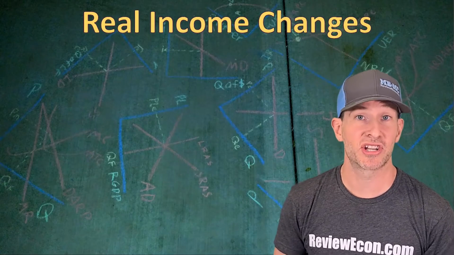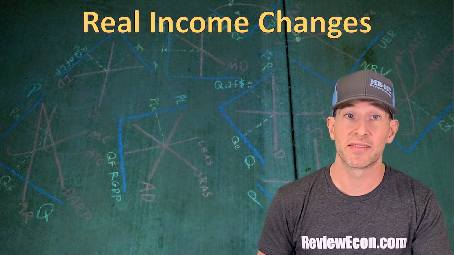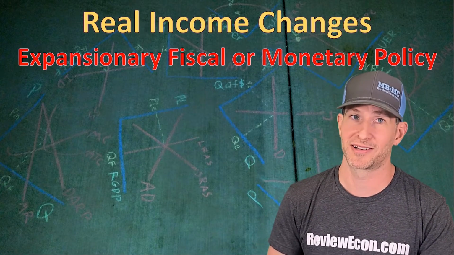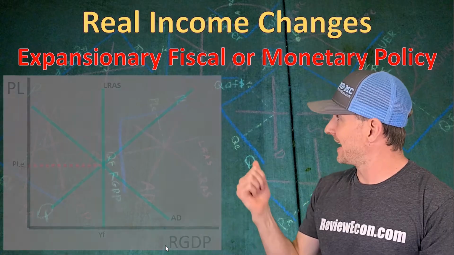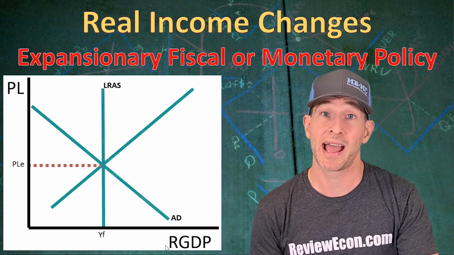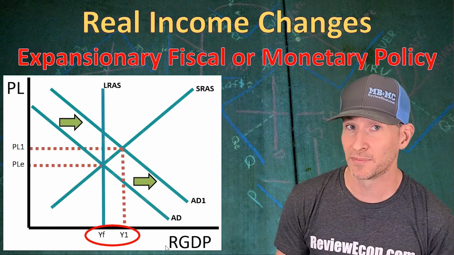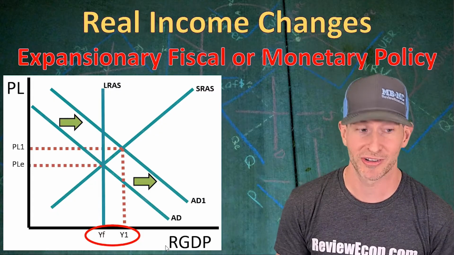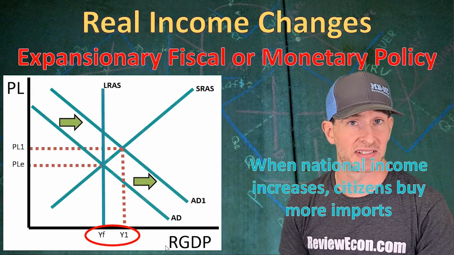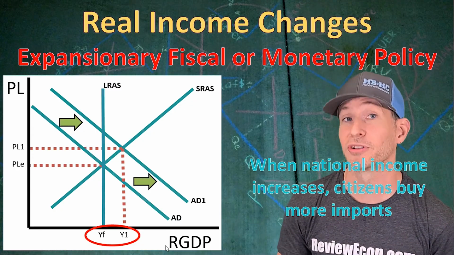Next, we're going to take a look at changes in real income and their impacts on the foreign exchange markets. First, we're going to take a look at the changes in real income caused by expansionary fiscal policy or monetary policy. As we should remember from the ASAD graph, expansionary fiscal and monetary policy both shift that aggregate demand curve to the right. And that is going to cause our real income, real GDP is what it's also called, to increase as a result. And when national income increases, citizens within that country are going to buy more of everything, including imports from other countries.